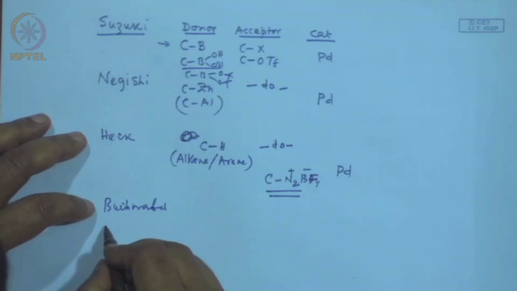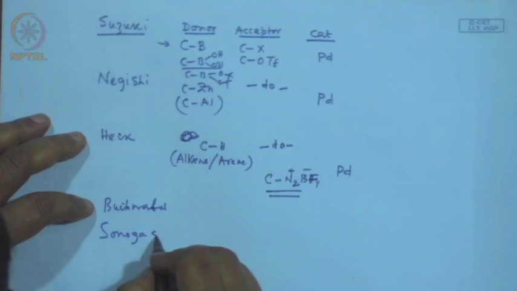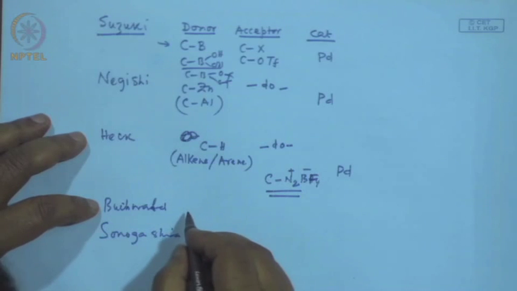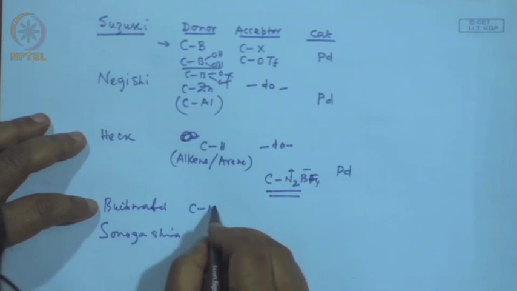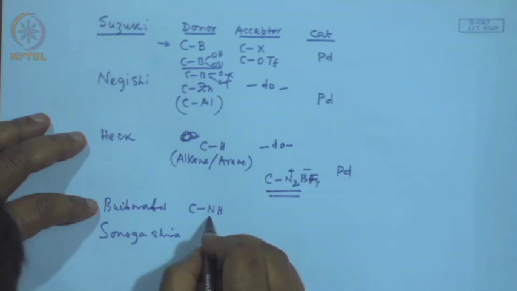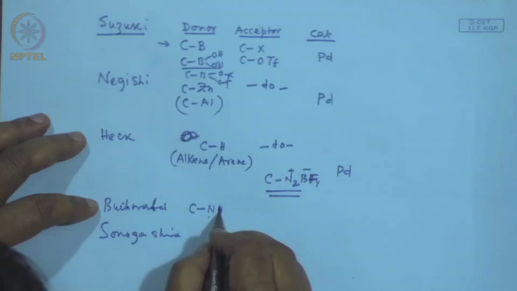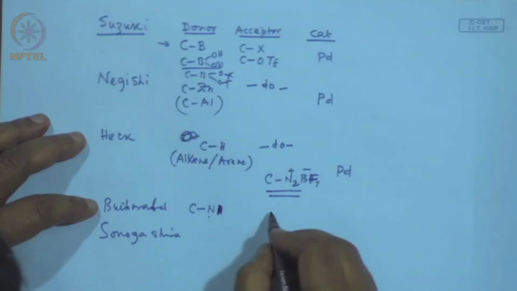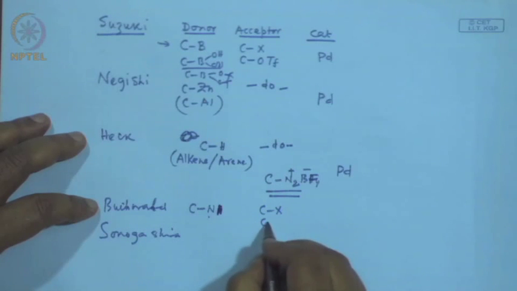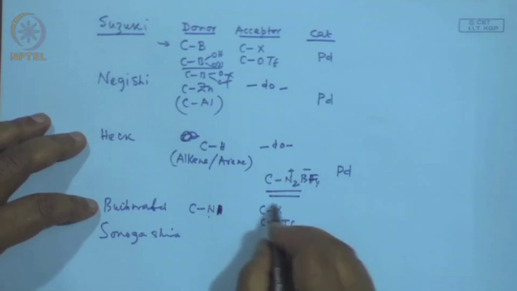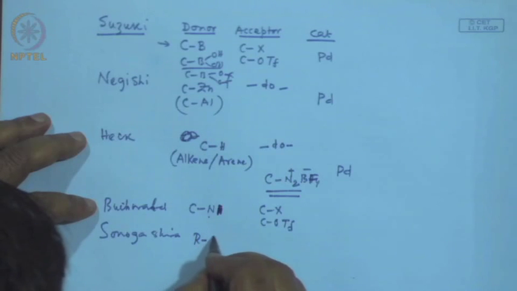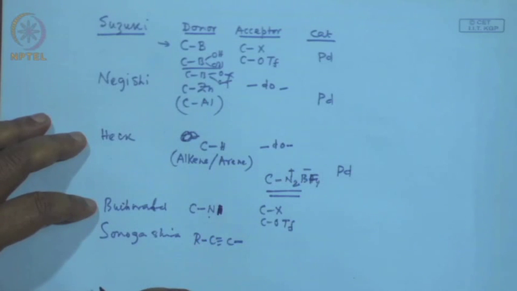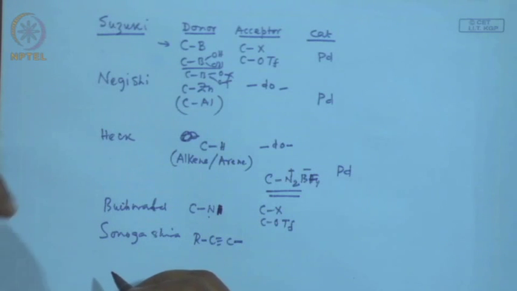And then in heterocyclic chemistry, what is also most important are Buchwald reactions and Sonogashira. These are the two. So in Buchwald, what is the donor? The donor is amine, so carbon-nitrogen, that means an amine NH. Amine is the donor. Acceptors, again, are halogens and triflates most commonly. Sonogashira, what is the donor? It is the corresponding acetylene compounds. That is it.